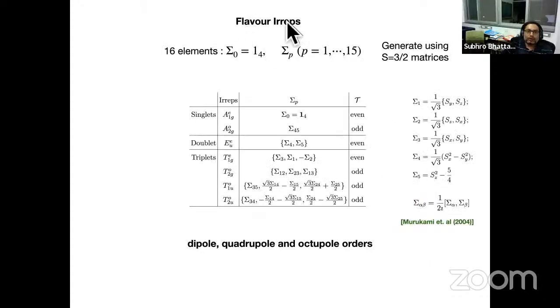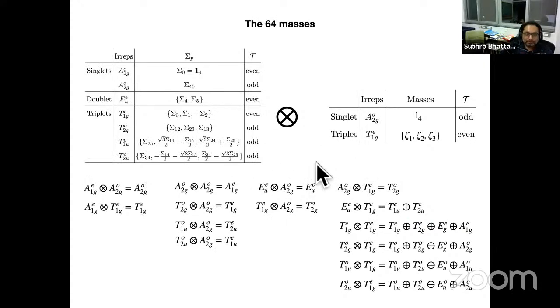Moving on to more complicated masses, one can think about the similar irreducible representation decomposition of the SU4 under the microscopic symmetry group, and one can work this out in great detail: the singlet, doublet, and the various triplets, which are odd and even under time reversal. This is technically challenging, but straightforward in principle, and one can get to different kinds of dipole, quadrupole and octopolar orders. Let me take you through some of them, particularly the topological ones, which are of interest. I just discussed the trivial chiral masses.